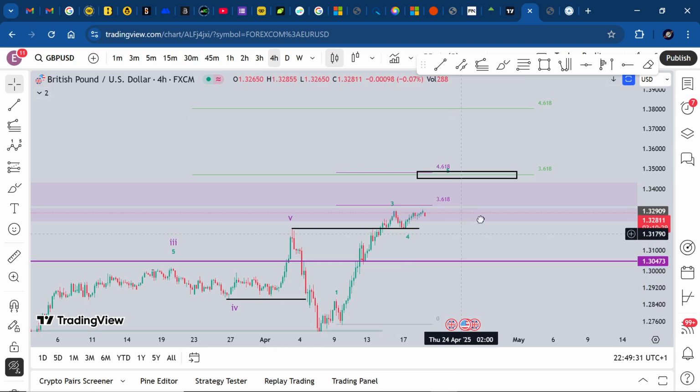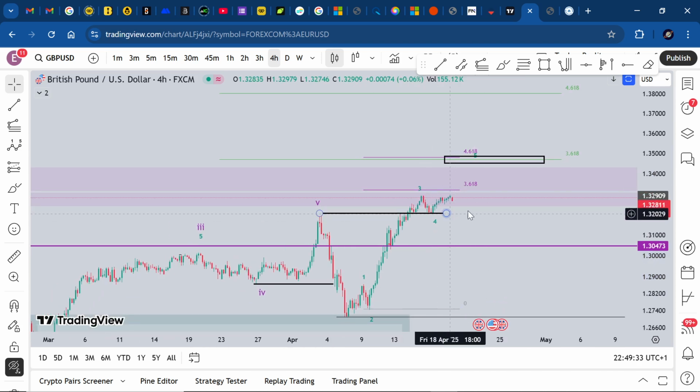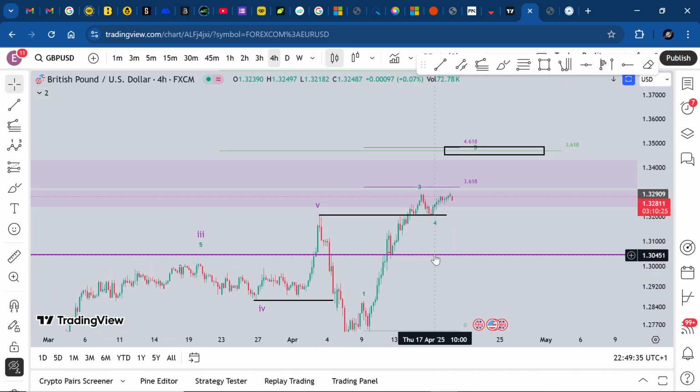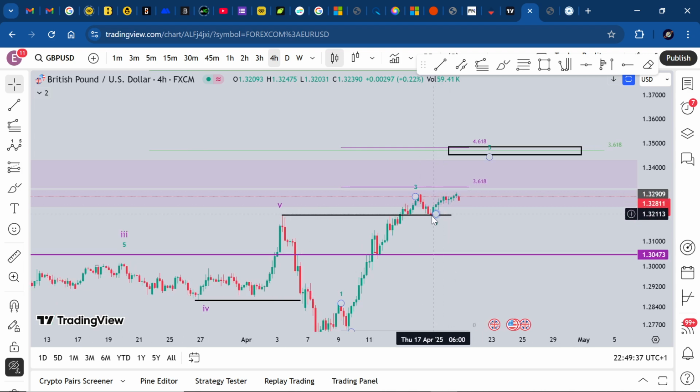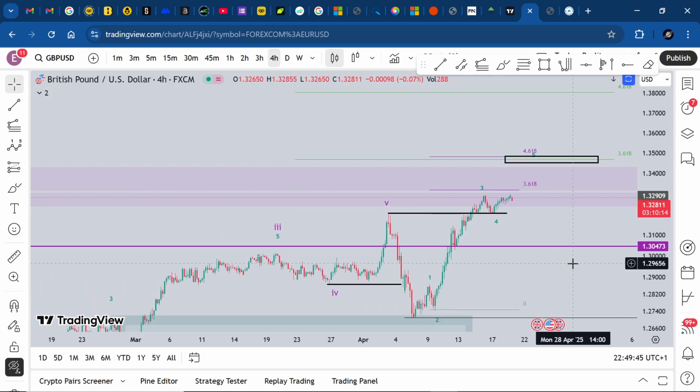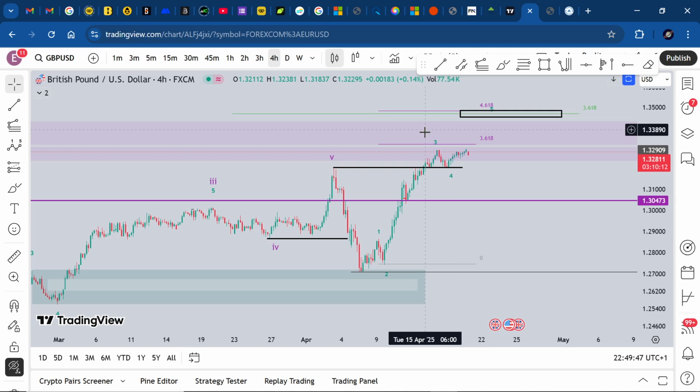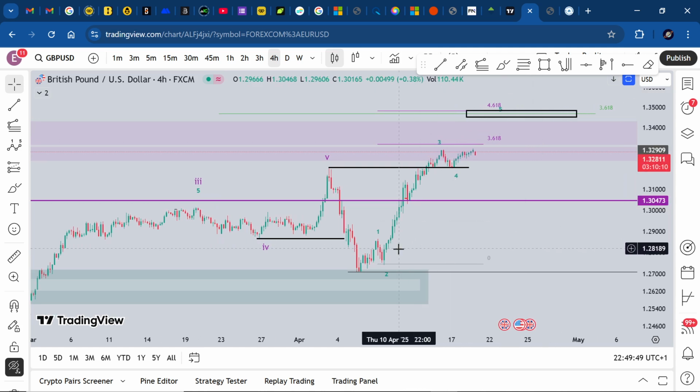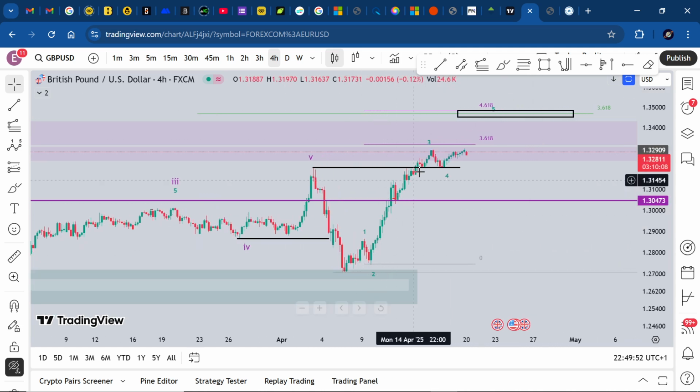Okay, it could just retrace this move coming up. This could be an impulse from here to here. Could be a 1, then a 2, then a 3, 4, 5. I mean, I'm bullish. I do believe this is the count currently.